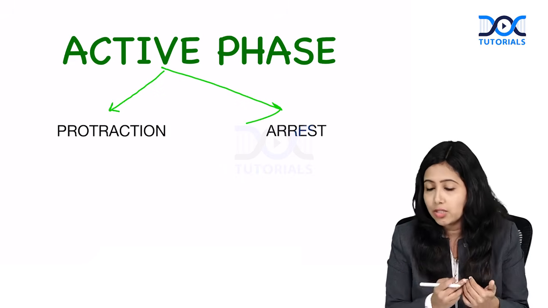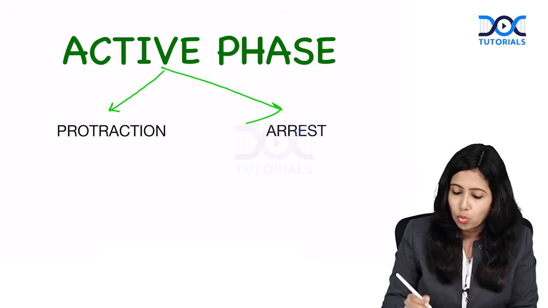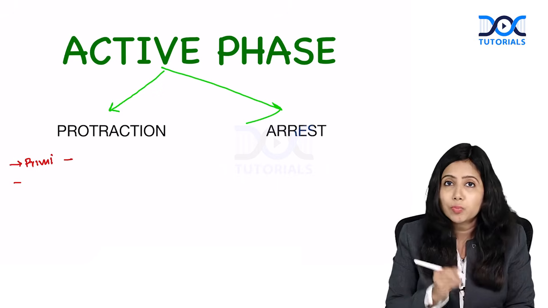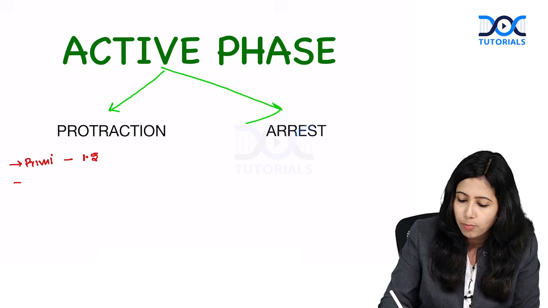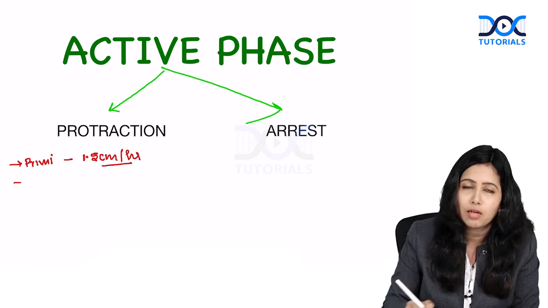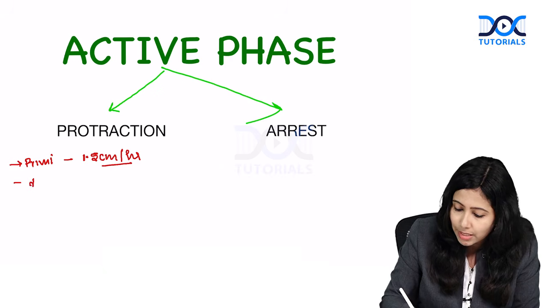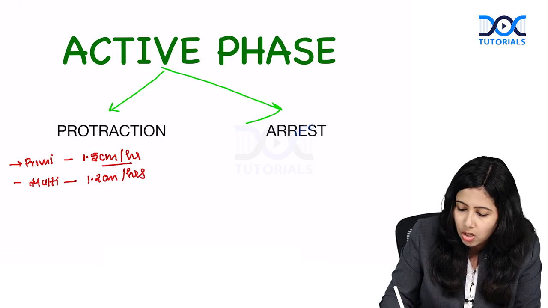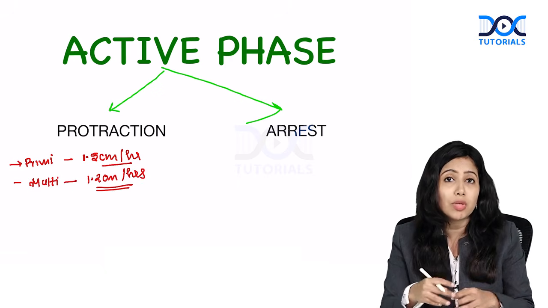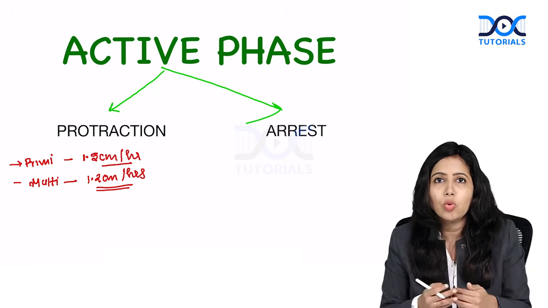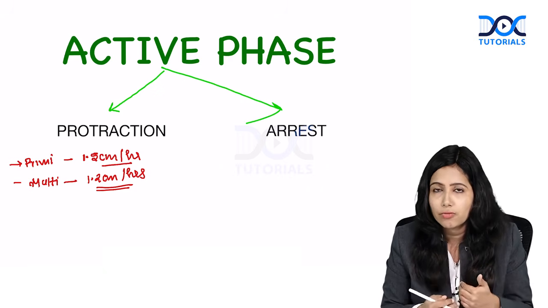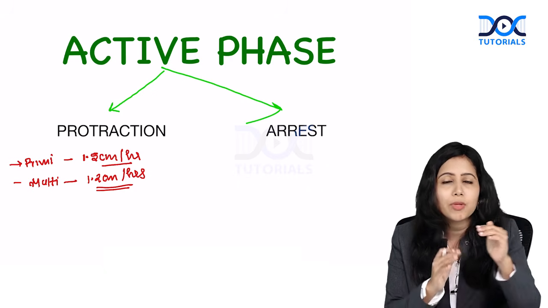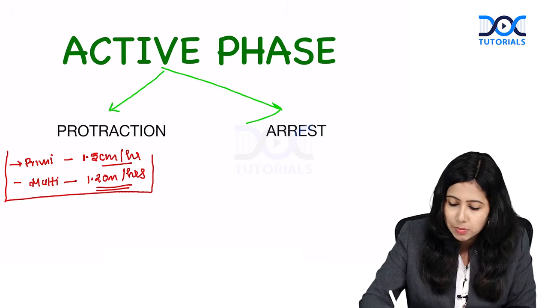So let's see what is the rate of dilatation that we are expecting. So in case of a primigravida, we expect the dilation to be at least 1.5 centimeter per hour. Whereas in case of a multi, what we expect is 1.2 centimeter per hour. Always in multi, it's going to be slightly less because we are expecting they will progress fast. So that expectation is not met at a lower cutoff. For primi, it is 1.5, whereas in multi, it is 1.2 centimeter. Alright, this is ideally what we are expecting.